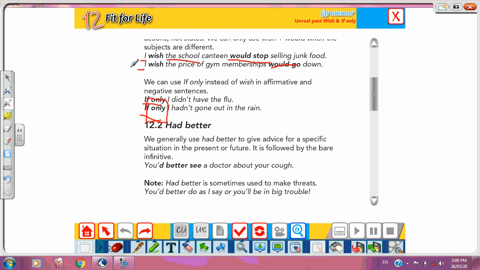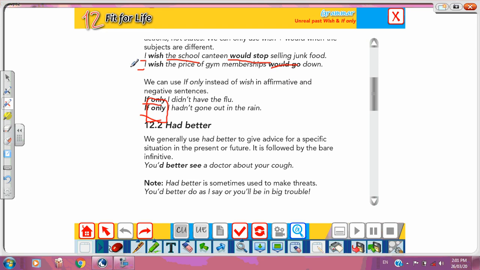So again I repeat, we use I wish and if only for three things. Number one, if I want to say that I'm not satisfied or I wish something to happen in the present or in the future, and I use what? Wish or if only plus the past simple of the verb. But if I wished something to happen in the past, okay, I use what? I use the past perfect. Had plus the past participle. Okay, something annoying, something I didn't want to happen.